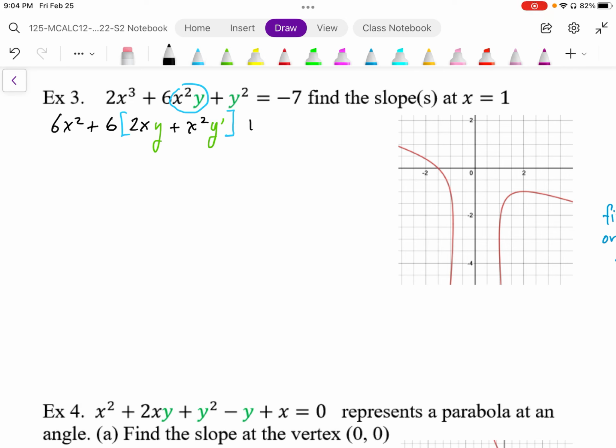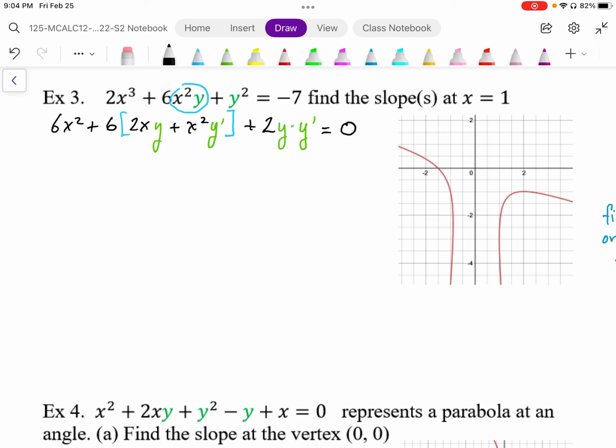And then I encounter y squared, so I'm going to differentiate that normally. So 2y, but because I differentiated the y, I have to apply chain rule and differentiate that inside function y by multiplying it by y prime. And then that's going to be equal to the derivative of -7 is 0.